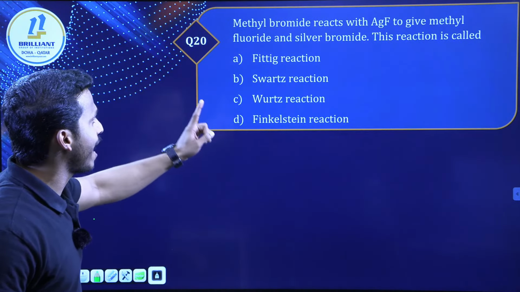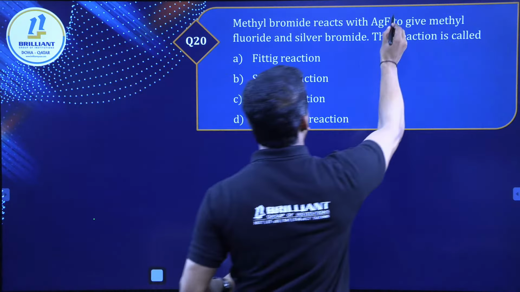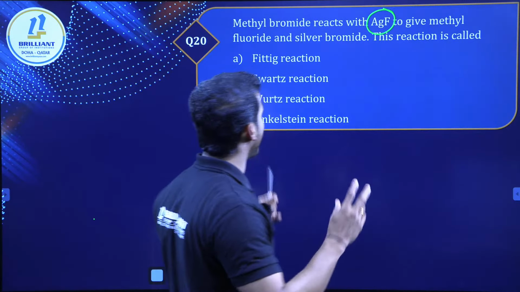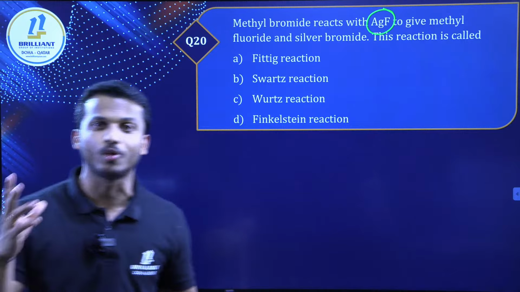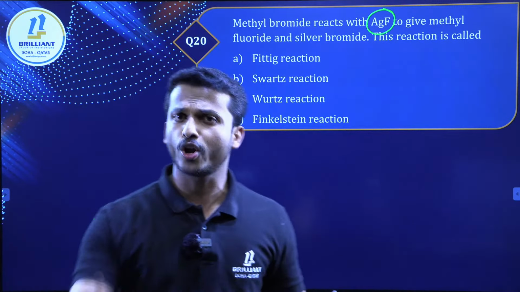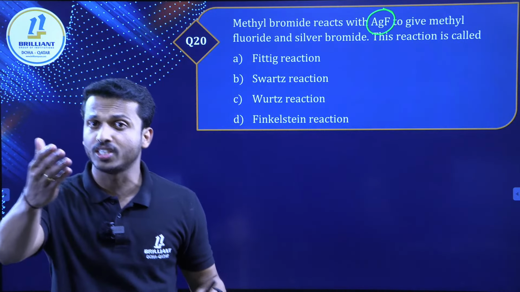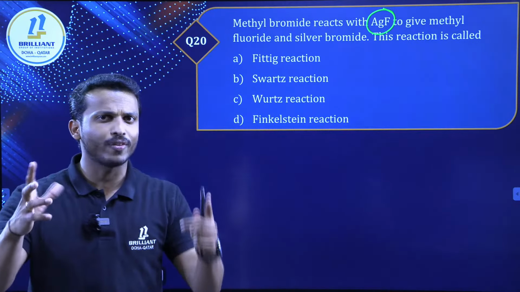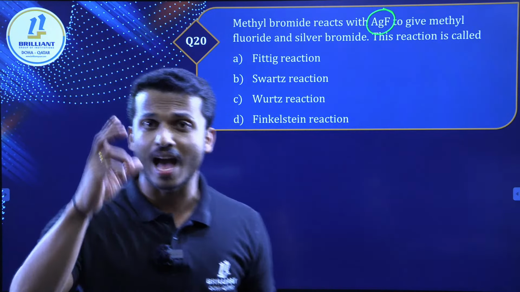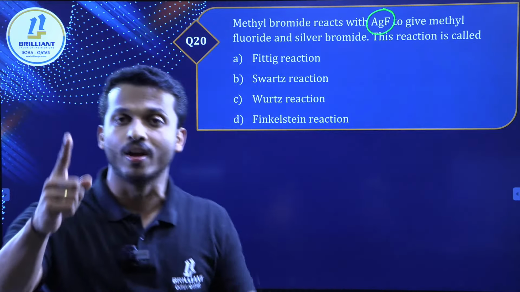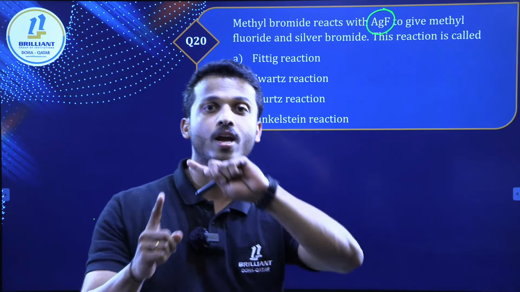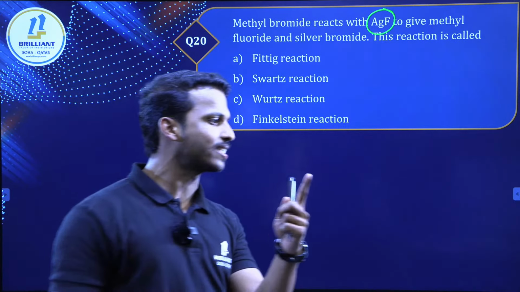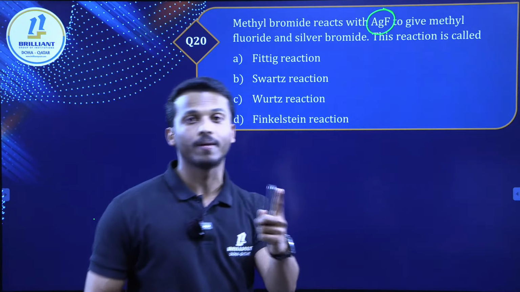Methyl bromide reacts with AgF. Methyl bromide treating with AgF, what will you get? Silver fluoride. Or you may study some other reagents also: Hg2F2, CoF3, SbF3. So AgF is the main thing we studied. When a haloalkane is treated with AgF, the existing halogen is replaced by fluorine. We can call it fluorine exchange, as which one? Very good.